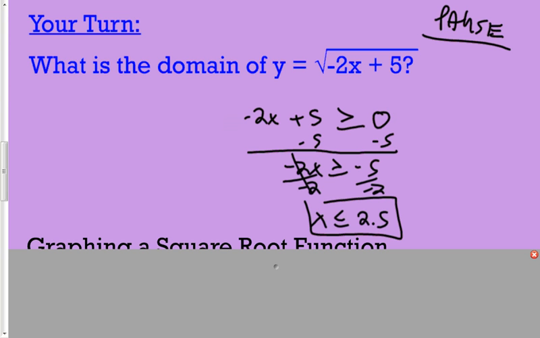So one thing you'll notice is that means the function is going to be going to the left. And it has to do with the number in front of the x. We're going to talk about that in just a little bit.